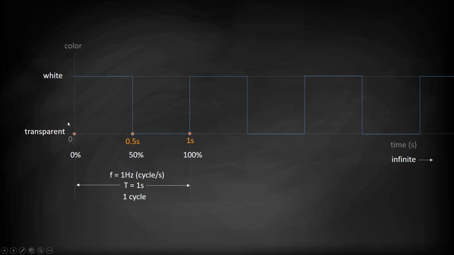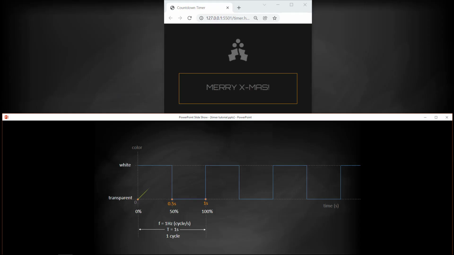Well, if we make the transition from transparent to white linear with a positive slope like this and a negative slope from white to transparent, then we have smooth transitions. Now, if we let this cycle for an infinite amount of time, and note that I've slowed down the animation here so that we can see the transition better, then we have a flashing animation with a smooth transition from white to transparent, and then transparent to white.